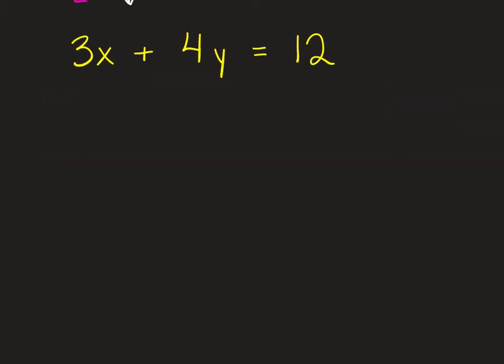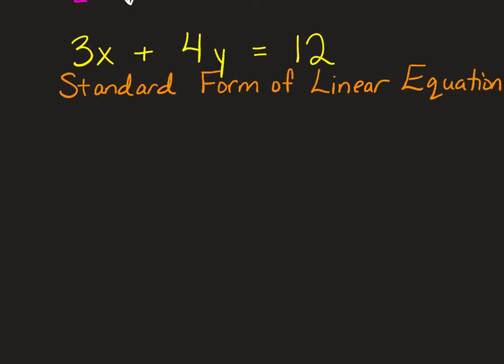We're going to look at equations that are set up in this form called standard form, where you have a number x plus or minus a number y equal a number. So this is called standard form of a linear equation, and we're going to learn how to graph this form of an equation by using x and y-intercepts.